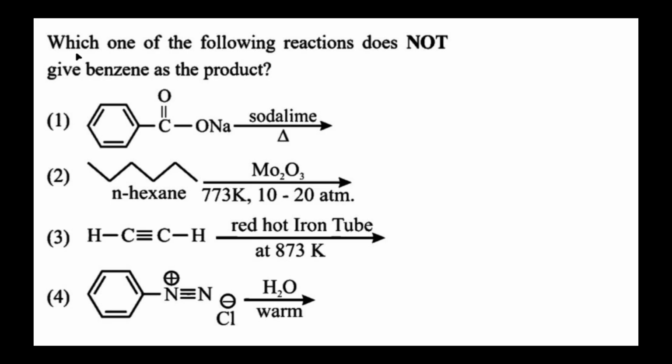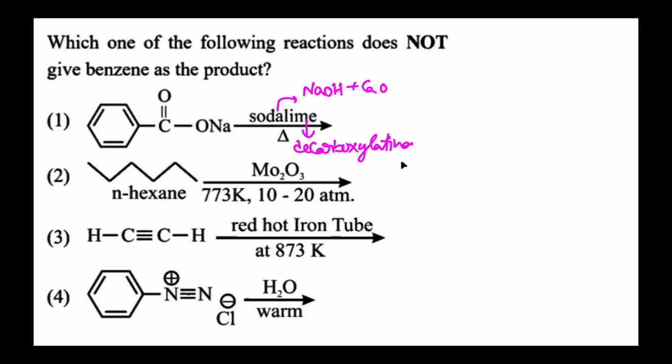The next question is, which one of the following reactions does not give benzene as the product? In the first option, sodium benzoate is reacted with soda lime by heating. What is the product formed? We know very well soda lime is NaOH plus CaO. Soda lime is a decarboxylating agent.